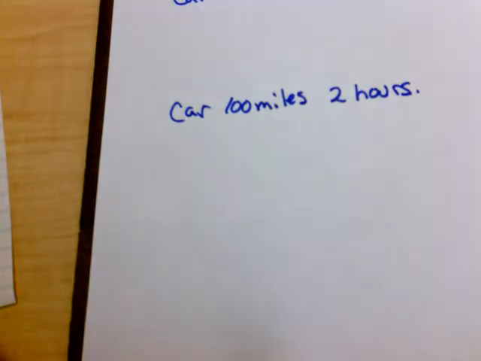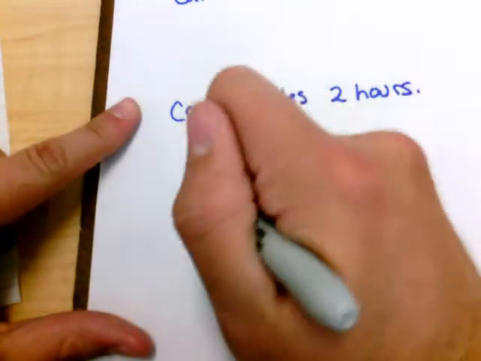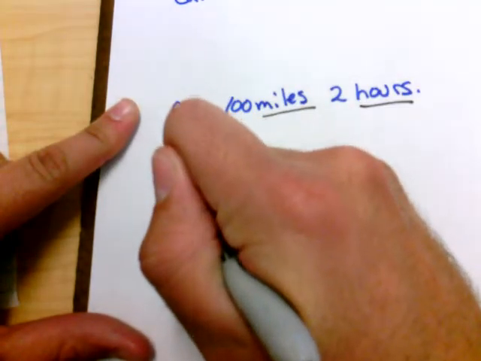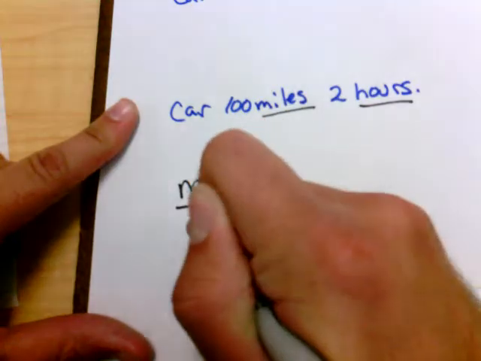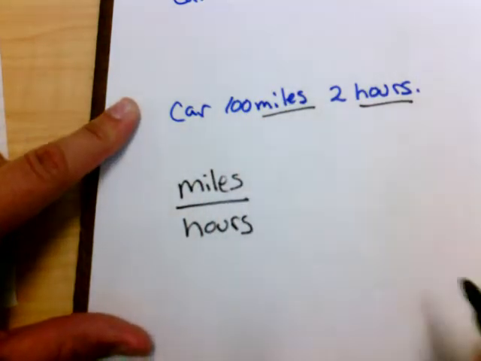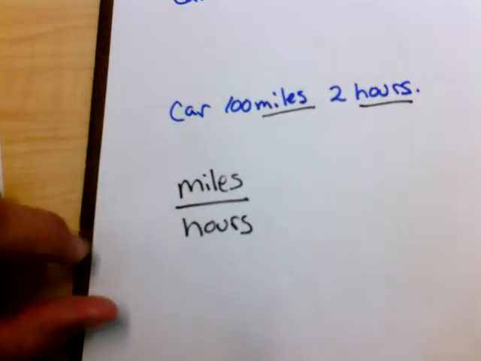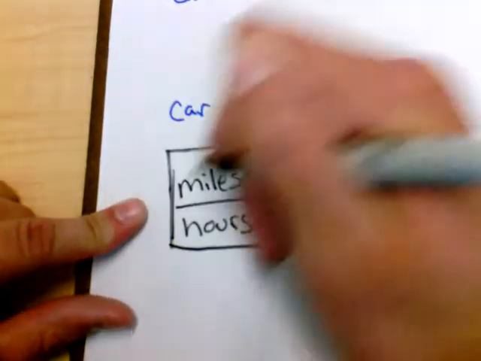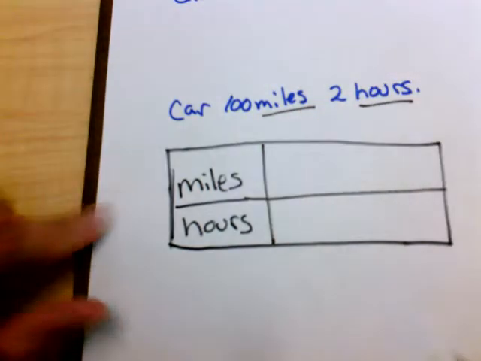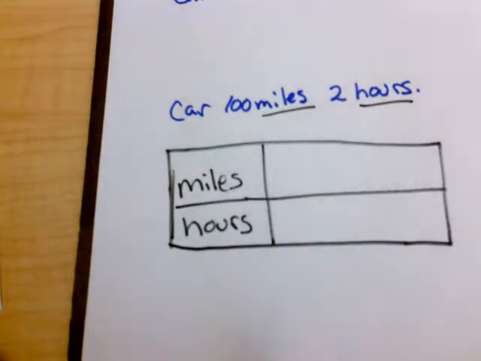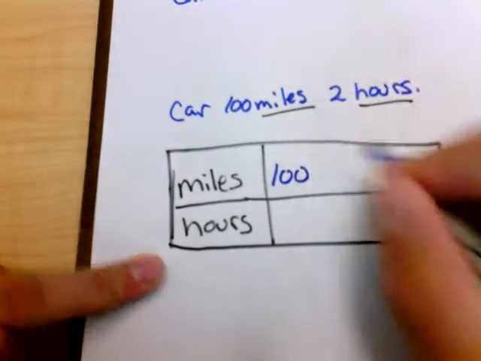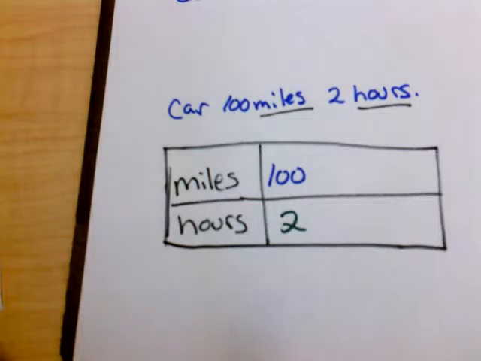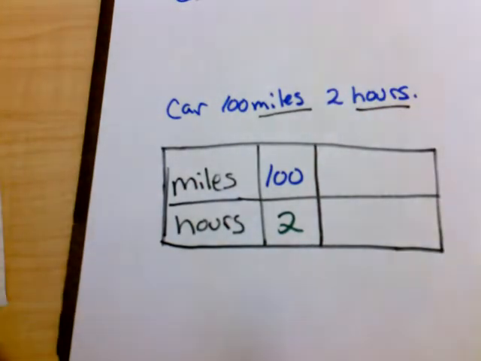Well, what's nice is we can jump back to our ratio table that we talked about last lesson, and we're talking about miles and hours, my two different units there. So I'm going to label one miles and the other hours. And our question might say something like this: how far did the car travel in 1 hour? Well, make my nice ratio table here. And I put in my numbers. Miles was 100. Hours was 2 hours.